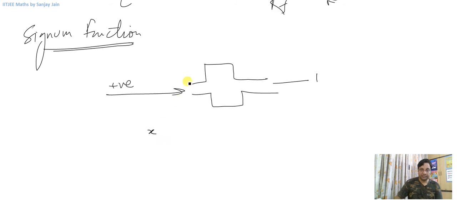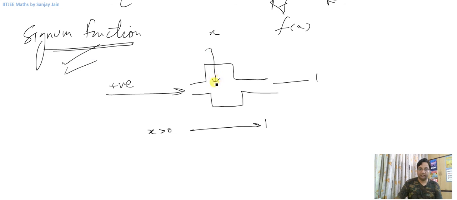If I am putting anything, I always write x and f of x, right? So when I am putting x, which is greater than 0, which is positive, the output that I am getting is 1 in the SIGNUM function. So what is happening in the SIGNUM function is that when I am putting something positive or greater than 0, it will give me output equal to 1.